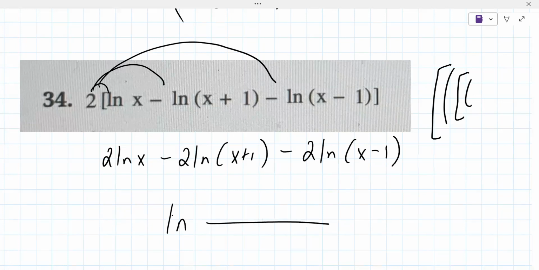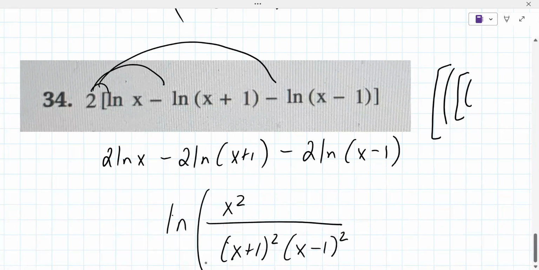Natural log of x squared times x minus 1 squared over x plus 1 squared. These are both negative here. They both go on the bottom. So it's going to be x plus 1 squared and x minus 1 squared. Oh, they just go, okay. I thought you would divide both of them because they're both negative. Okay, that makes more sense.